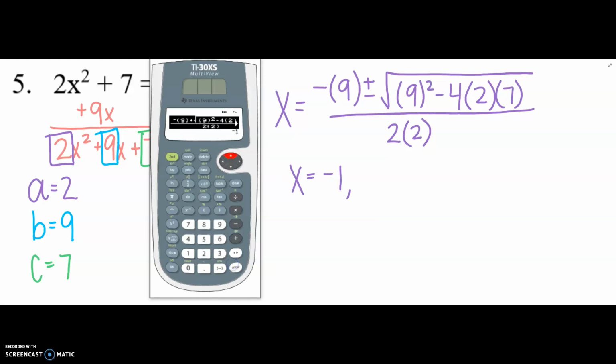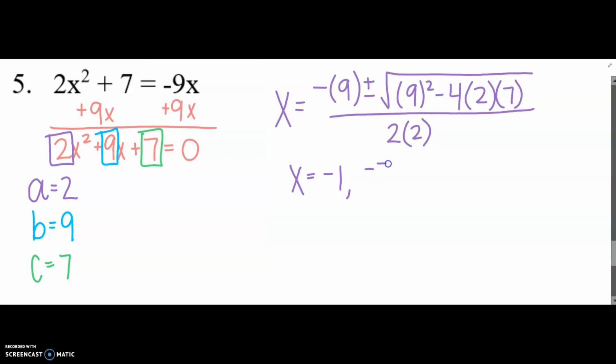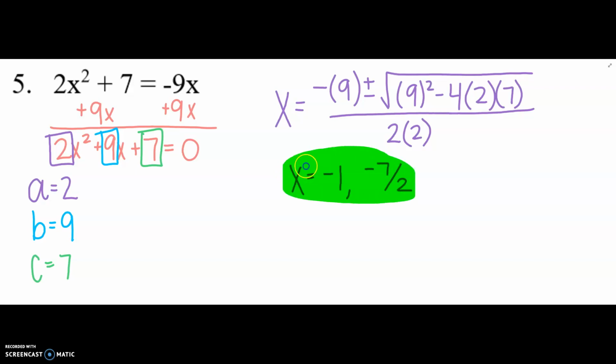Scroll up. And remember, the trick that I showed you before was second, and then my left arrow takes me all the way to the front of the problem. I'll scroll over and change that plus to a minus. Run it again, and it gives me -7 over 2. And that is my answer for number 5.